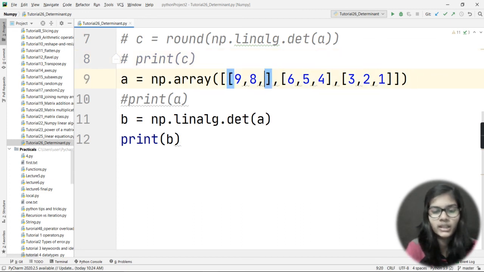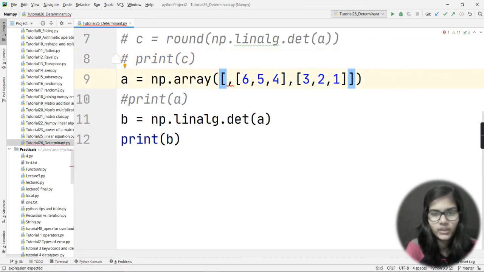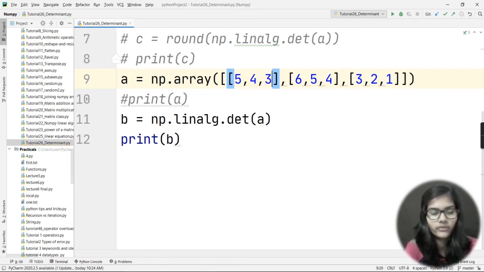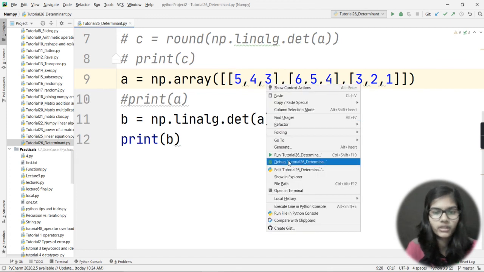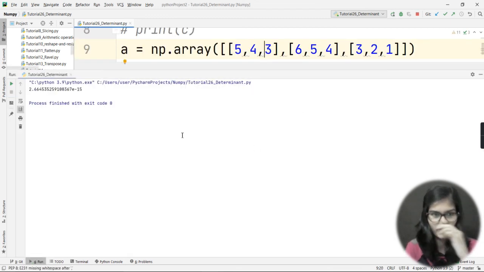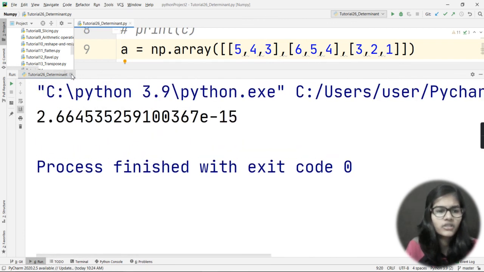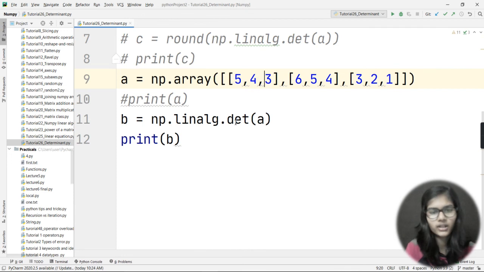Let's do one thing quickly. Let me change the values for a while. That one is absolutely correct. Now let's take one more example. I need to put one more bracket here. Fine. So I will take 5, 4, 3 here itself. Now I will run the program. So here I got some value, 2.666 or something, and if you want to round it off, you can do that on your own.